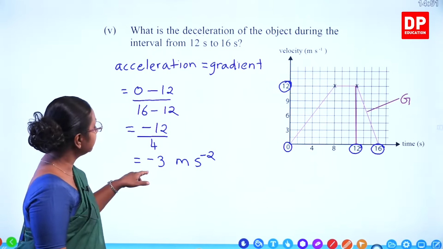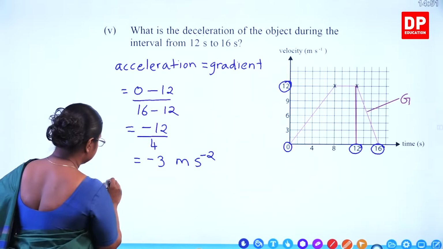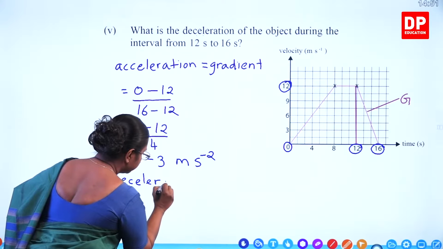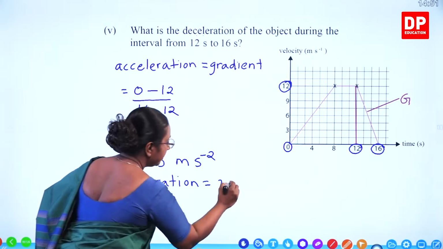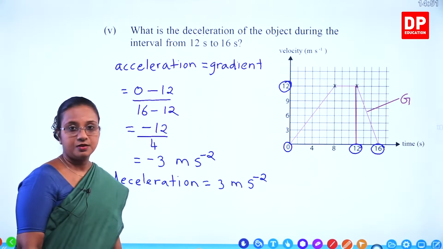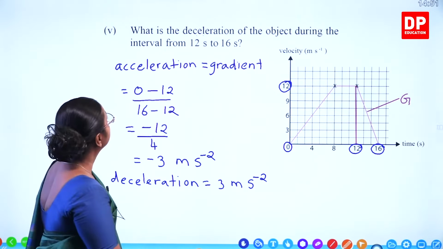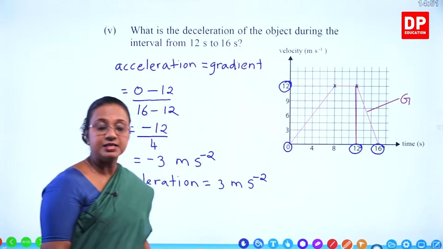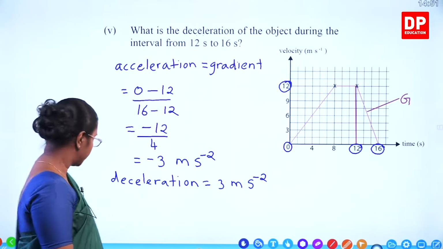So when you get the negative value for acceleration, we rewrite it as deceleration equals 3 meters per second square. So that is the deceleration of the object during the time interval from 12 to 16 seconds. Now we will go to the next question.